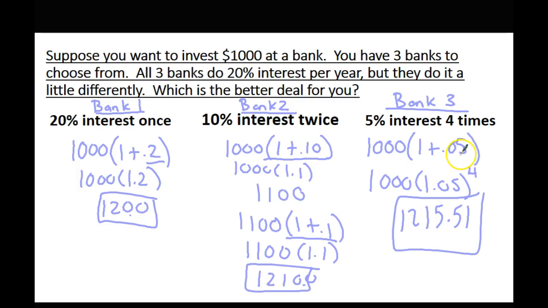So the more pieces that they break it up into, the more money you're going to make. It's slow, doesn't really make a huge difference, but it does increase more. And that's what we call compound interest.